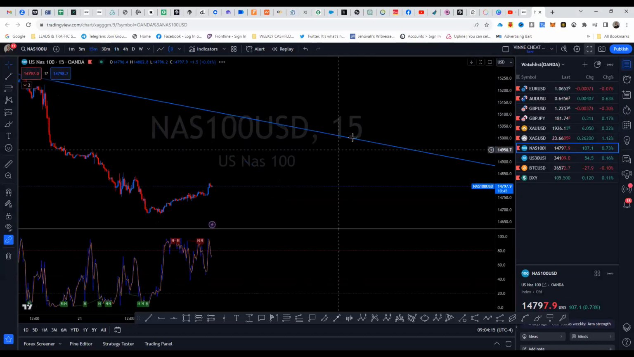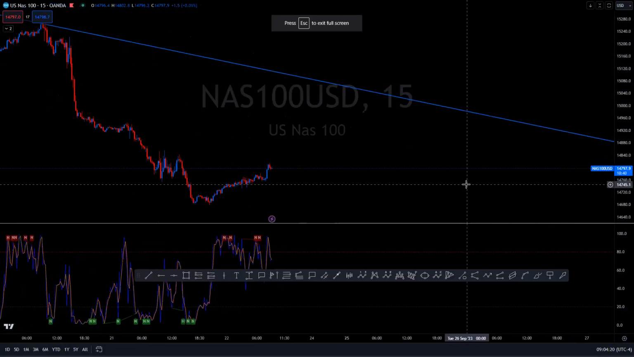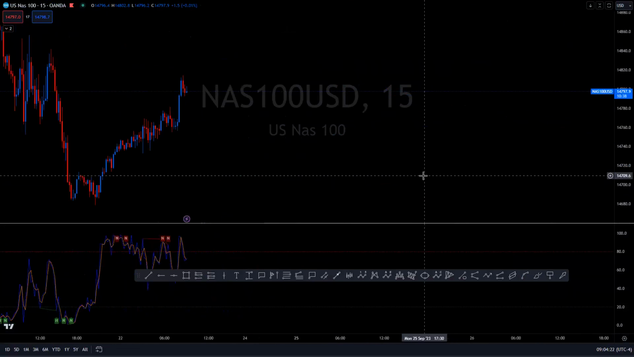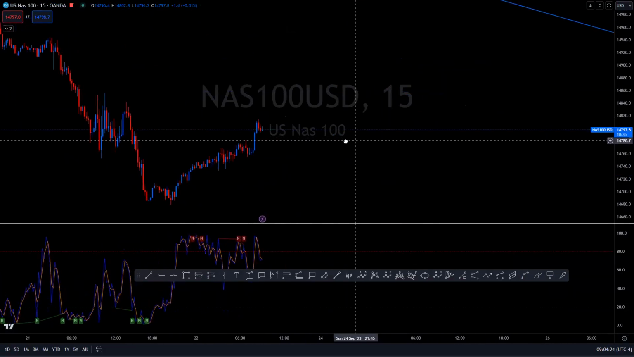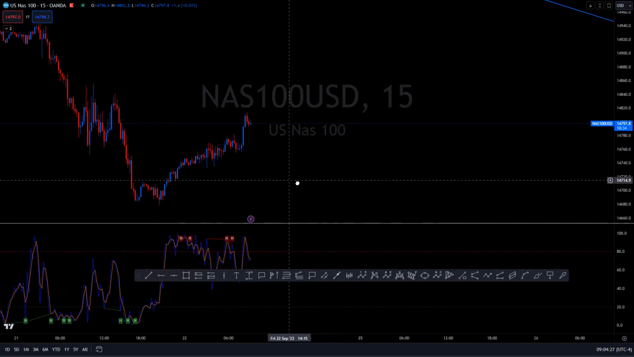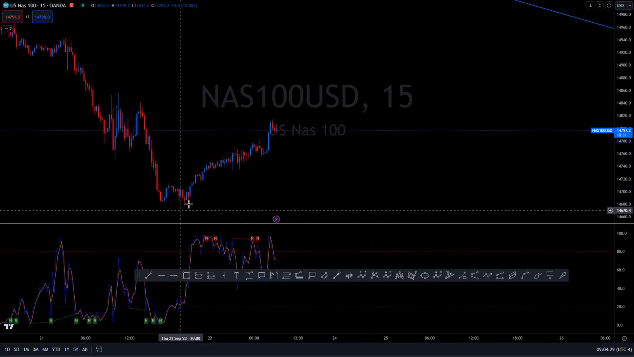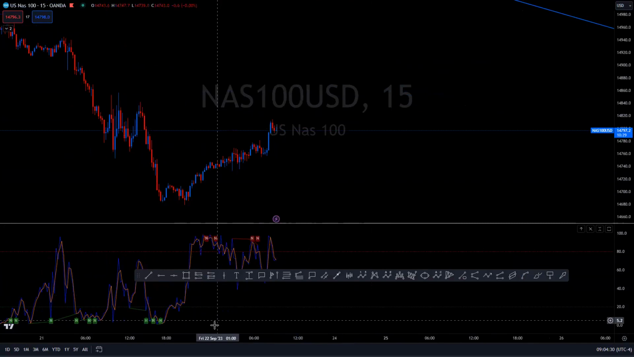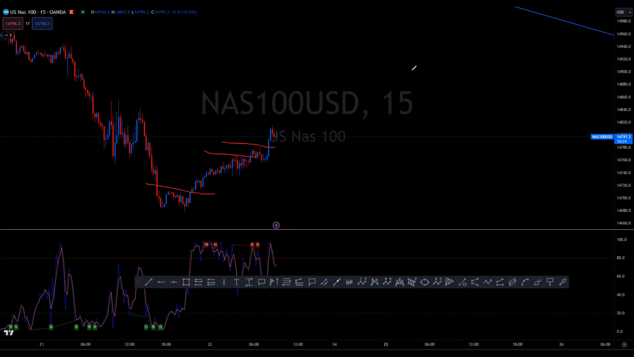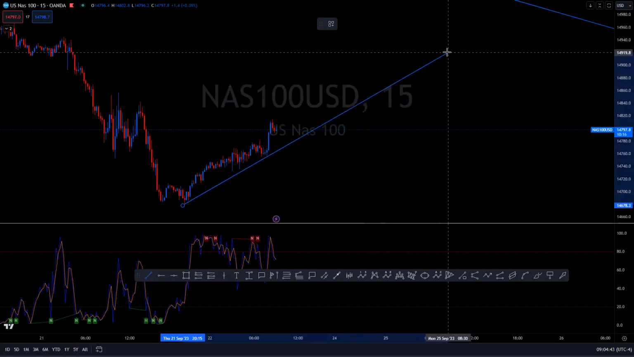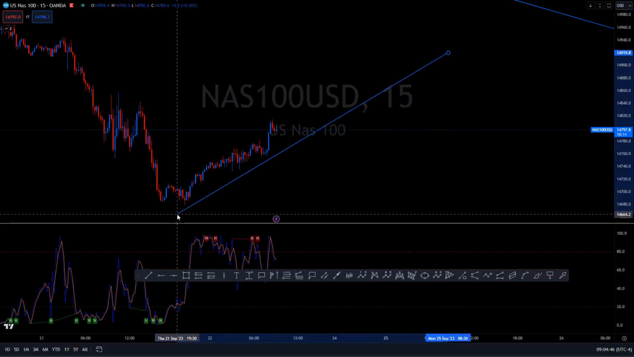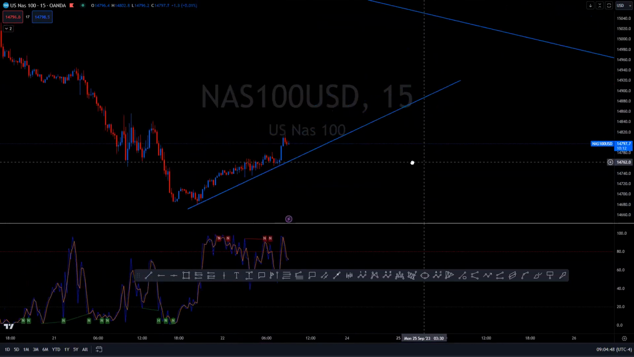So now we're going to go to the 15-minute. And we're going to look at current price. So when we look at current price here, we can see that price is trending upward because of multiple previous highs that are being broken. So we are going to take a trend line and draw this. And that's all we're going to focus on.